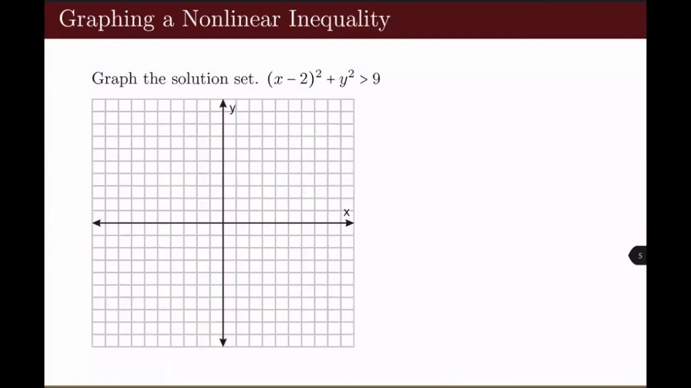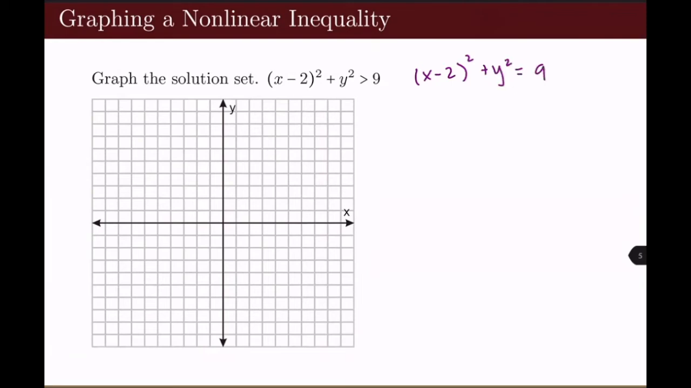So now I want to graph a nonlinear inequality. So a nonlinear inequality is going to be anything that is like a parabola or a polynomial. In this case, it's going to be a circle. So what I'm going to do first is just write the equation. So we have (x - 2)^2 + y^2 = 9.